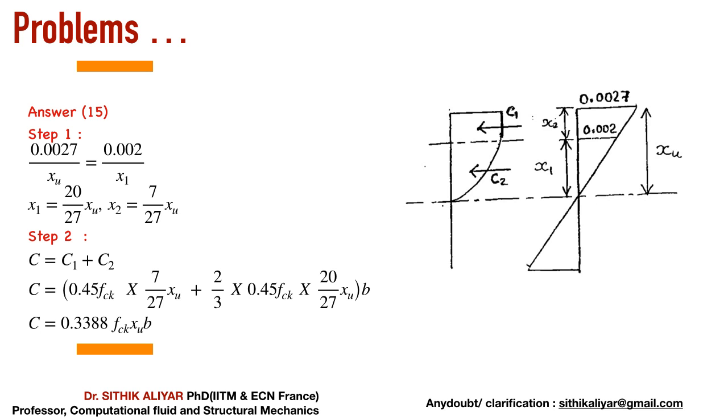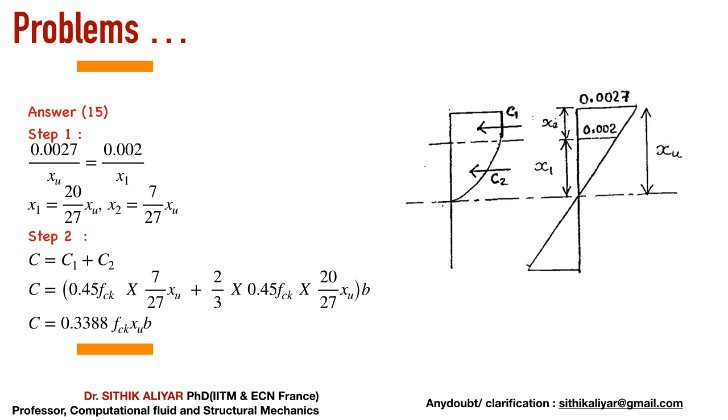So again, they have changed the strain value. You can see the right side figure. They have changed it from 0.0035 to 0.0027. It is quite simple. If you go back to the derivation, I am doing the same thing here. I am taking a similar triangle. Step 1: 0.0027 divided by xu equals 0.002 divided by x1. I will get the value for x1, and x1 plus x2 equals xu, so I will get the value for x2 also. That is step 1.